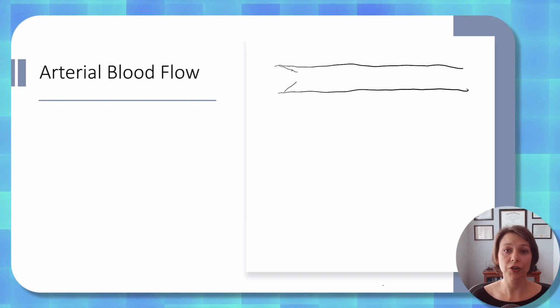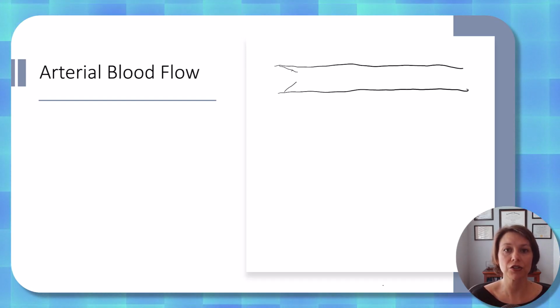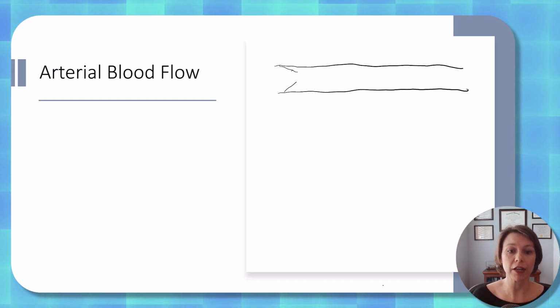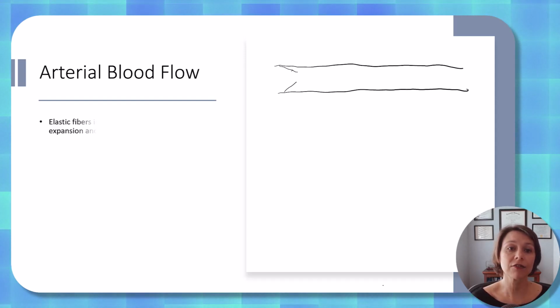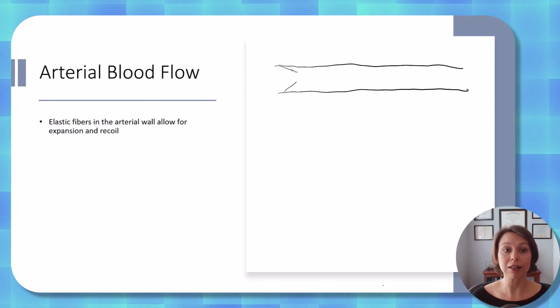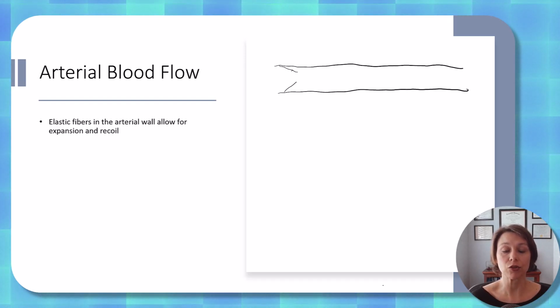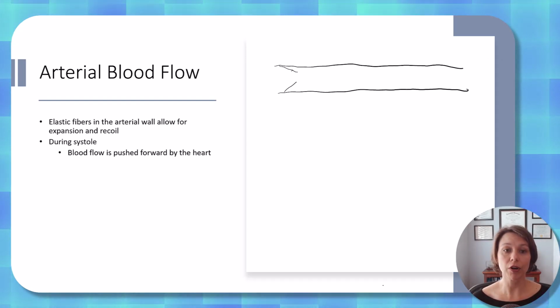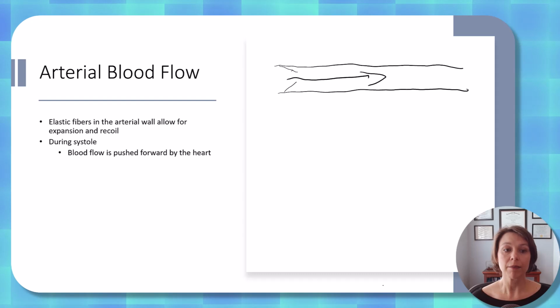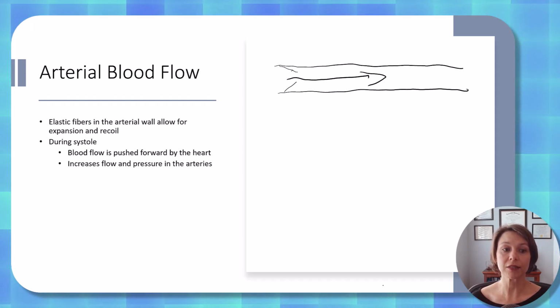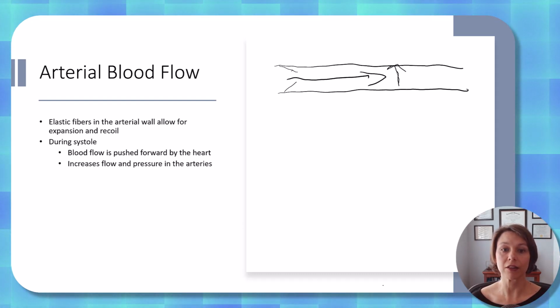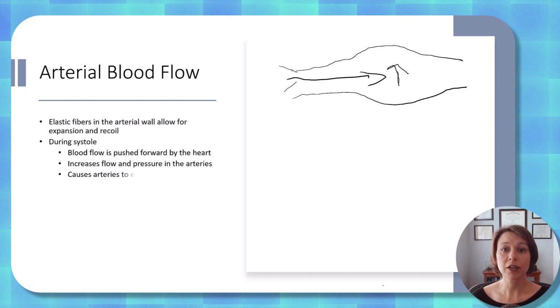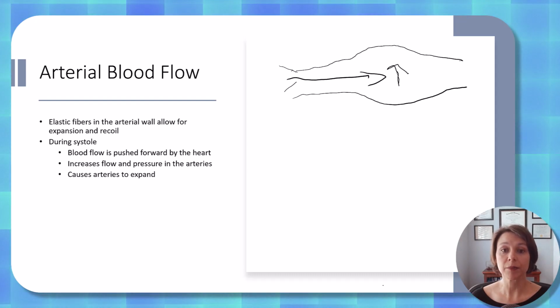Let's talk about arterial blood flow, so how blood flow is actually moving through the body. Remember that our elastic fibers in the arterial wall allow for expansion and recoil. During systole, blood is going to be pushed forward through the heart, and that is going to increase pressure and flow in the arteries. This will cause the arteries to expand.